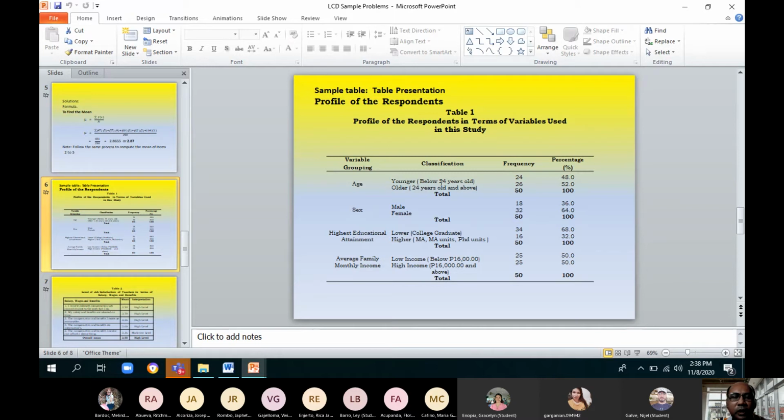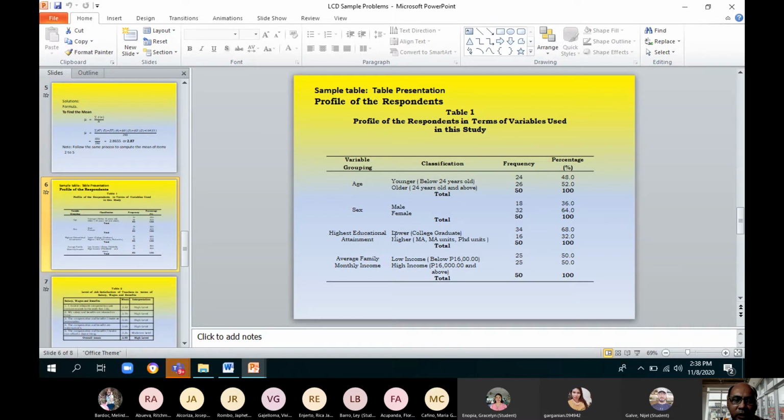So meaning to say, below 24 years old belongs to the younger age. For the older age, 24 years old and above. So that is how you interpret the mean. You should know that. And then male, female, okay na.